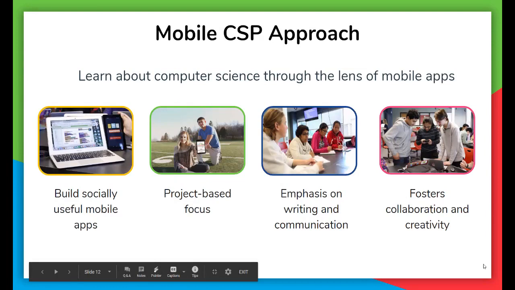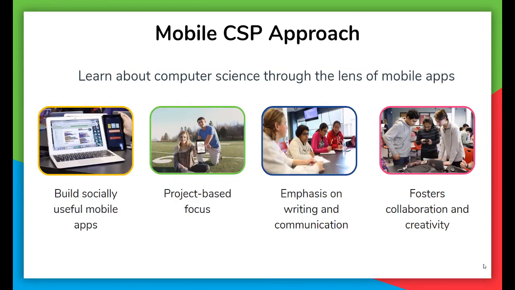So what's Mobile CSP's approach to helping you learn these big ideas and practices and skills? Well, you're going to learn about computer science through the lens of mobile apps. You're going to build socially useful mobile apps. We take a very project-based focus to this. So you're going to start off with a tutorial, you'll add small projects to it, and then you'll get some open-ended assignments where you get to create apps of different kinds of types, like soundboards or digital drawing apps, those kinds of things.